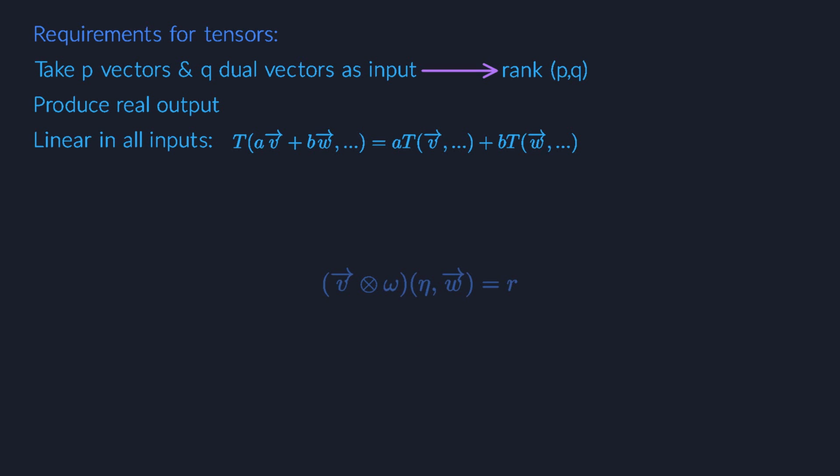Last time we looked at linear transformations or matrices. I showed you that a matrix is a combination of a vector and a dual vector, glued together by the tensor product. The vector has rank 0, 1, and the dual vector has rank 1, 0. The bigger tensor, the matrix, has a rank of 1, 1, because it takes a vector and a dual vector as input.